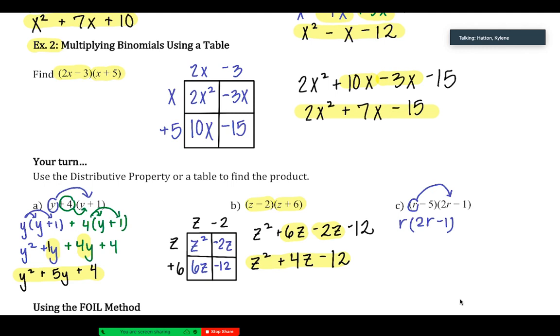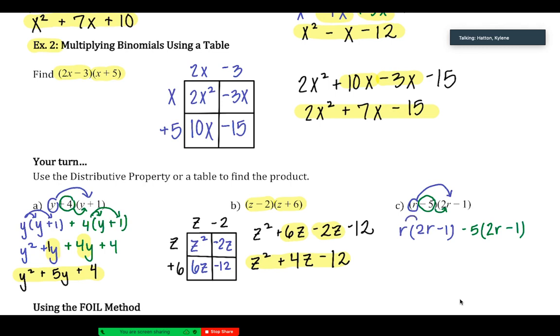And then I'm going to take the second term in the first parentheses and distribute it by the second parentheses. I just have to be careful because this is a negative 5. So I have to distribute the negative along with the 5. So that'll look like minus 5 times 2r minus 1. And then from there, we'll distribute the first half.